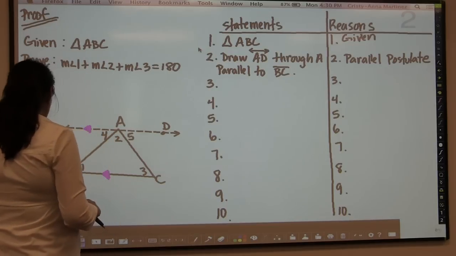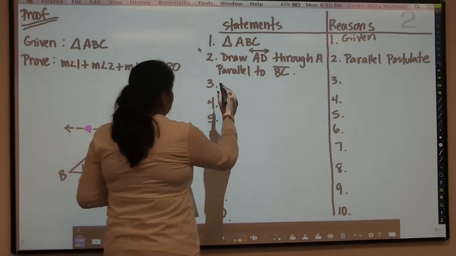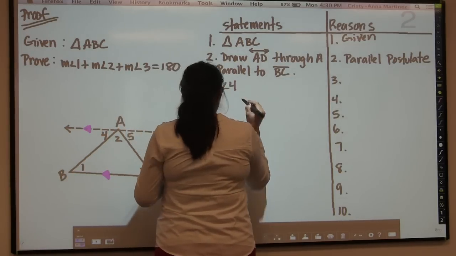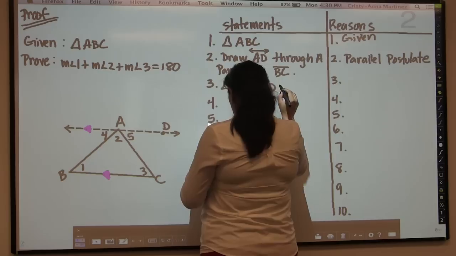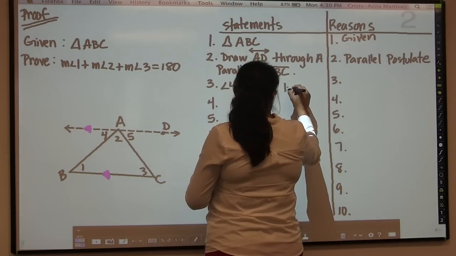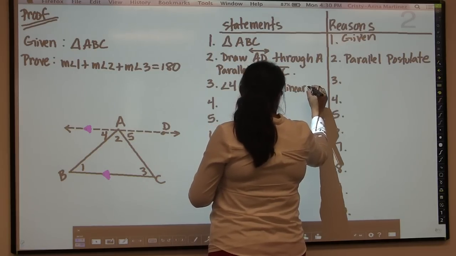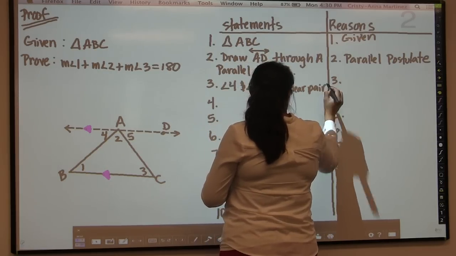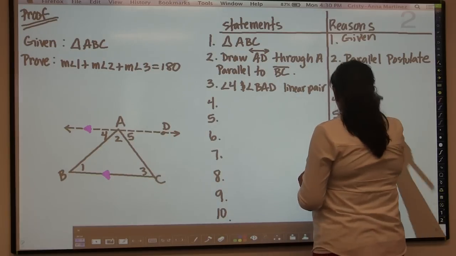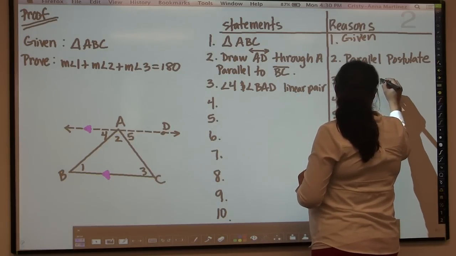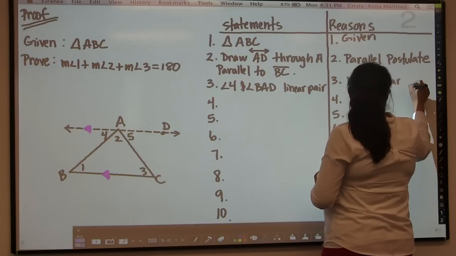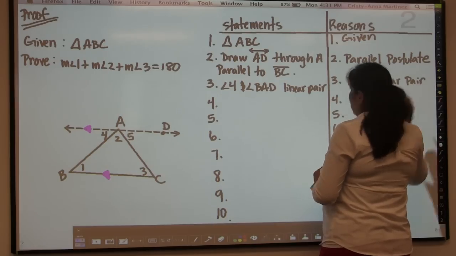So what we can say here is that angle 4 and angle BAD are a linear pair. And I have to abbreviate here because I don't have that much space. Okay, and that is by the definition of a linear pair. Definition linear pair. And I can show that to you here.